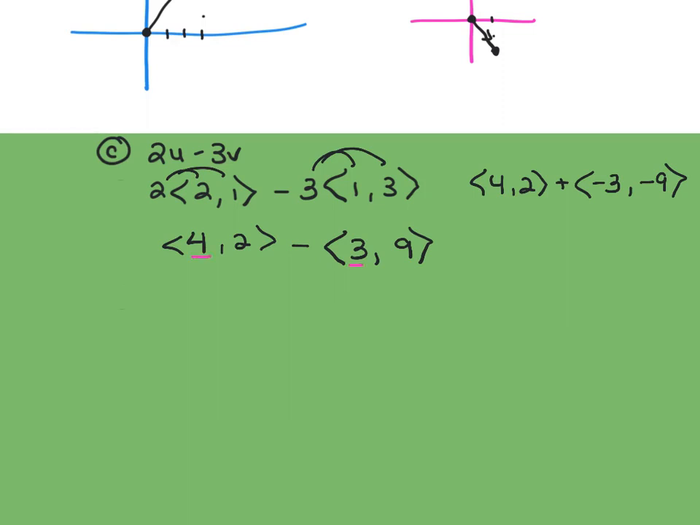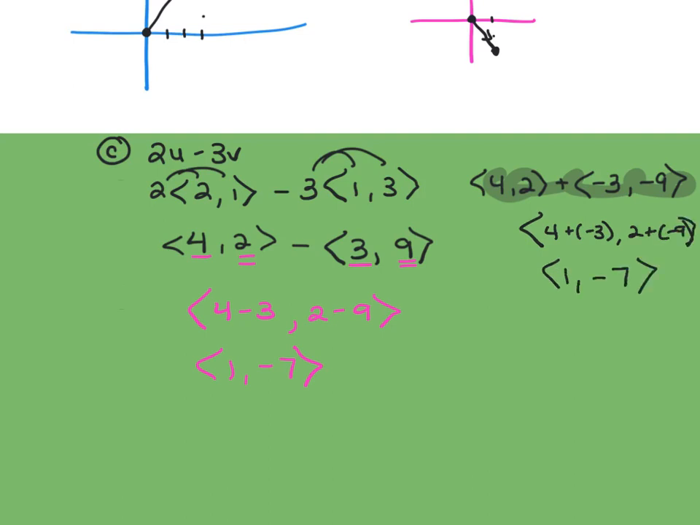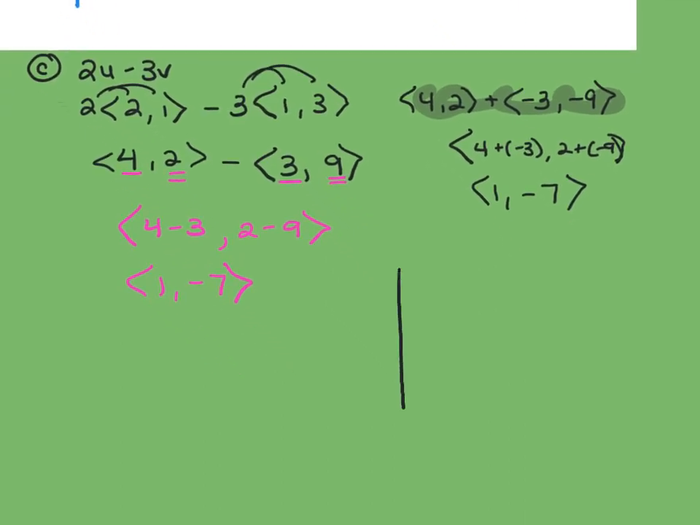And then I'm going to do first minus first, so I get 4 minus 3 and 2 minus 9, or 1, negative 7. If I had done it this way, over here, it would have been 4 plus a negative 3 and 2 plus a negative 9. I still would have gotten 1, negative 7. When I draw that vector, I'd start at 0, 0. I go to the right 1 and down 7. 1, 2, 3, 4, 5, 6, 7. Connect those points and do the arrow.